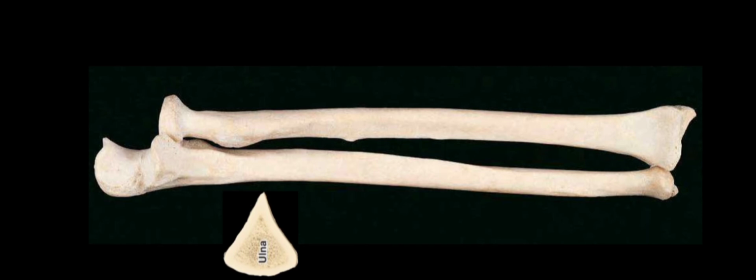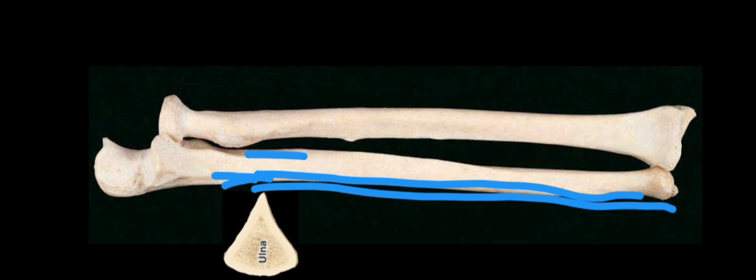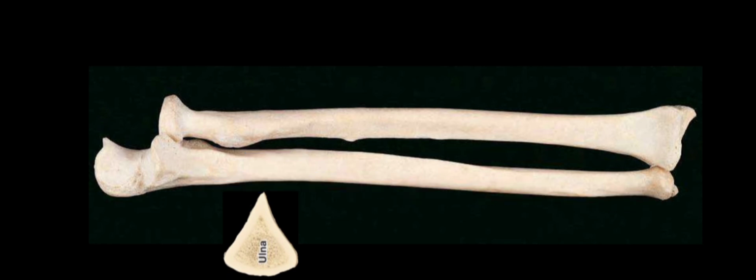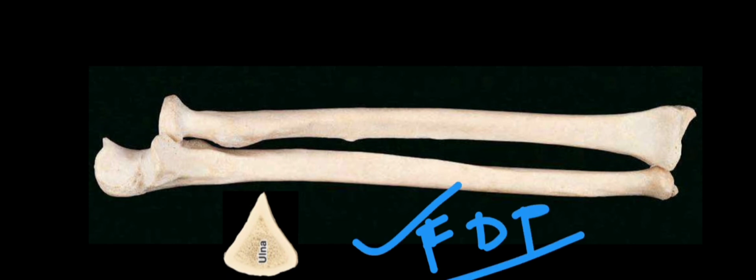Coming to the anterior border. The anterior border extends from the supinator crest, the ulnar tuberosity, up to the base of the styloid process. It gives origin to flexor digitorum profundus in the upper 3/4.